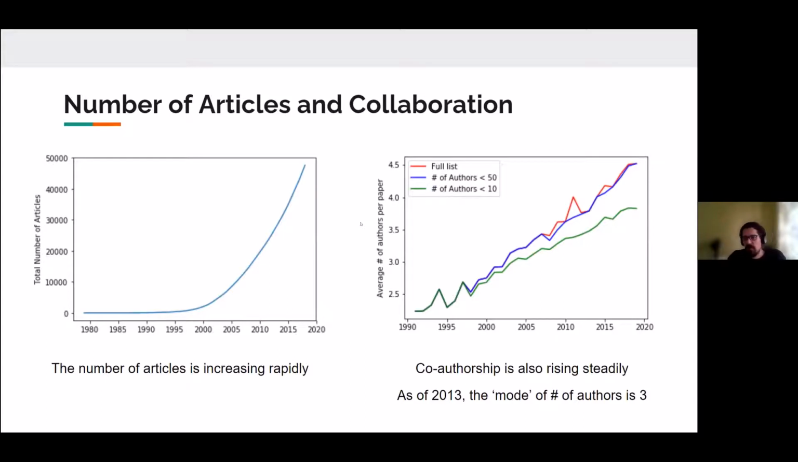So a single author paper, or even a collaboration between 2 authors, is becoming a thing of the past. The field is becoming highly collaborative as time progresses, and here you can see that even for papers that do not have more than 10 authors, the trend is upwards. So it is not like there are certain papers with 50 or 100 authors that are causing these spikes. The trend is very clearly upwards.